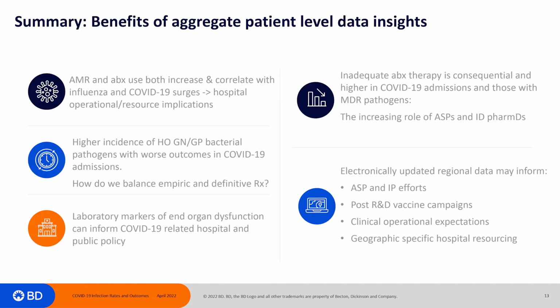So in summary, the benefits of aggregate patient level data insights, and I'll add in near real time, is that what we found overall is that antimicrobial resistance and antimicrobial use both increase and correlate with influenza surges and COVID-19 surges. And this has potential hospital operational practices and resource optimization implications.